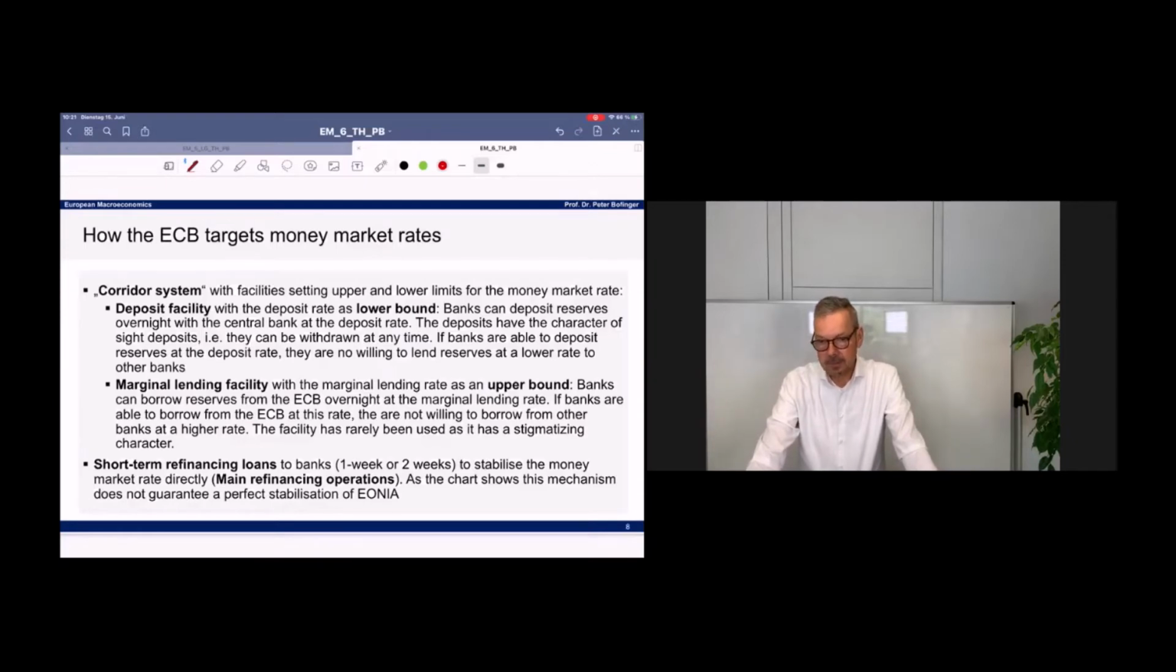And in the past, it was sometimes a kind of bidding process. So the banks told the ECB how much reserves they wanted to borrow, and then the ECB decided in a kind of allotment process what percentage of the bids was supplied by the ECB. Since the financial crisis, there are no quantitative limits on the main refinancing operations.